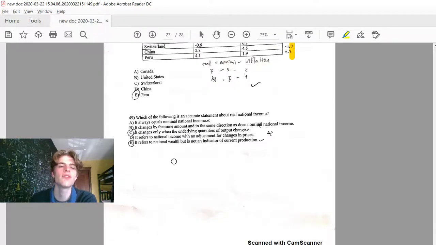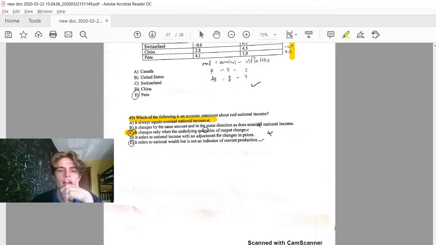Which of the following is an accurate statement about real national income? It always equals nominal national income. Nope, we have inflation. I got this one wrong too. The answer is E. Or no, the answer is C. This is the right answer. It changes by the same amount and in the same direction as does nominal national income. Again, no, because we have inflation.